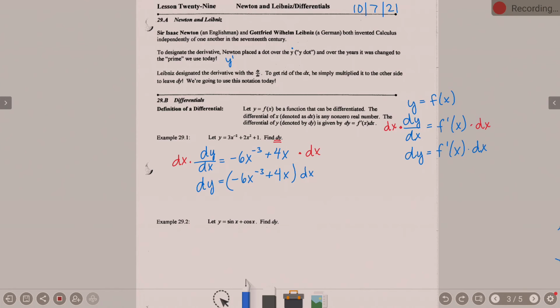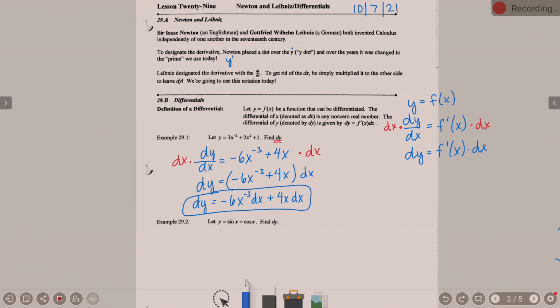The other option is, just like in regular algebra, we can take that dx and distribute. So if we distribute it, this looks like dy equals negative 6x to the negative third dx plus 4x dx. Okay, and that's the idea of using differentials. Introducing the concept of them today, there'll be future uses down the road.